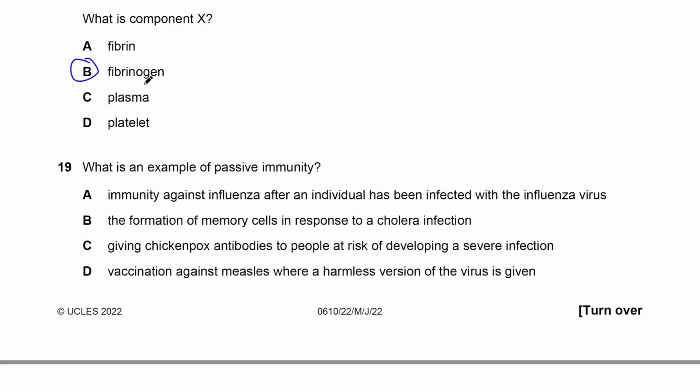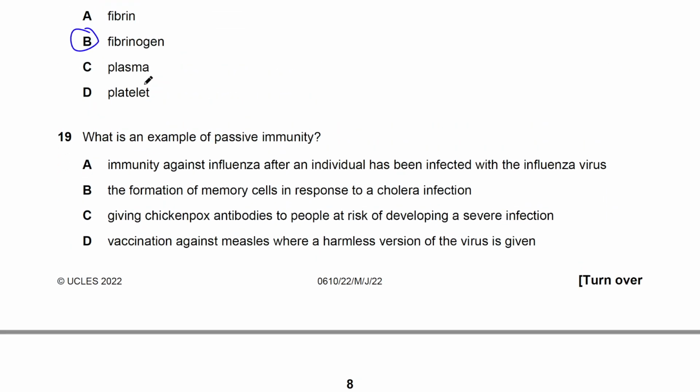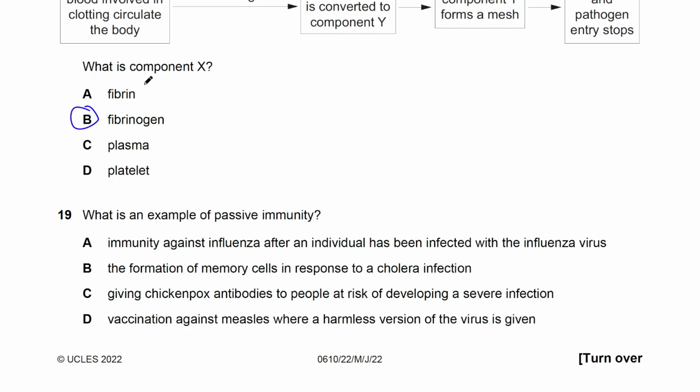Moving to question number 19. Here, what is an example of passive immunity?